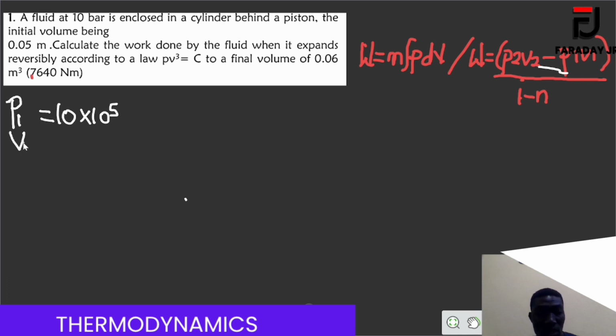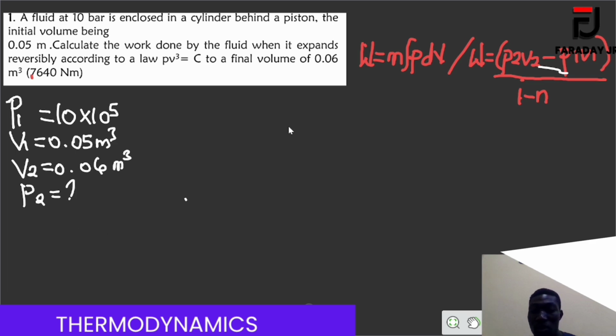We have the initial volume to be V1, which is equal to 0.05 meters cubed. Then our final volume, V2, is 0.06 meter cube. Don't forget this one is meter cube. And finally, were you given our final pressure? No, it wasn't given. So you're going to use this formula over here to solve the question as follows.